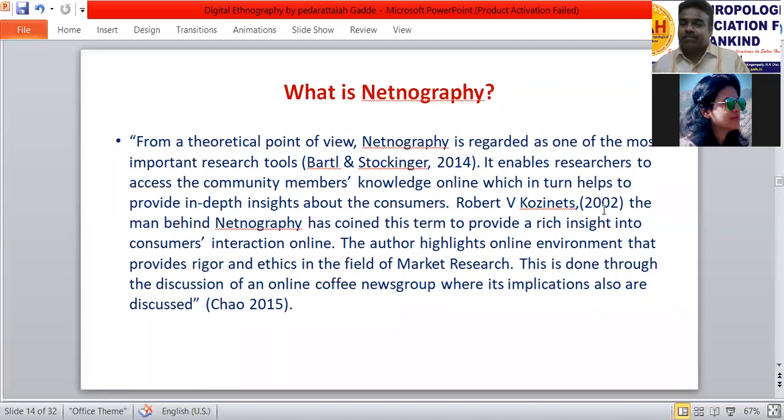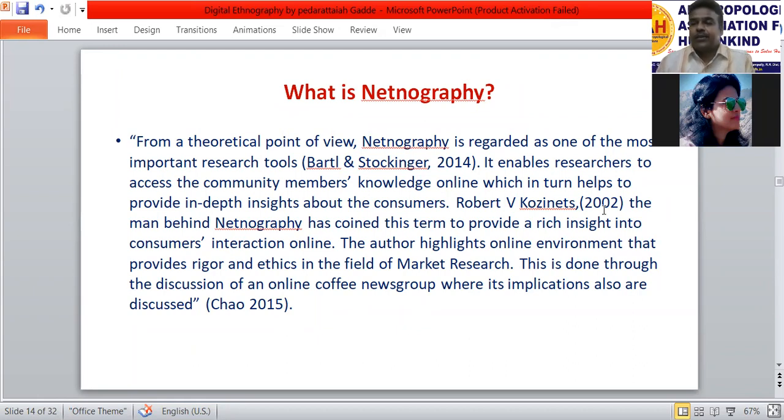So the basic task of netnography is to provide a rich insight into consumers' orientation, which is already available online. The book also highlights that the online environment provides rigor and ethics in the field of market research. This is done through the discussion of an online coffee newsgroup, where its implications are also discussed.